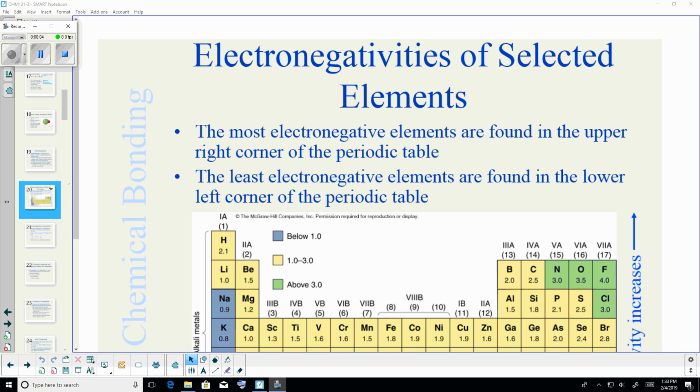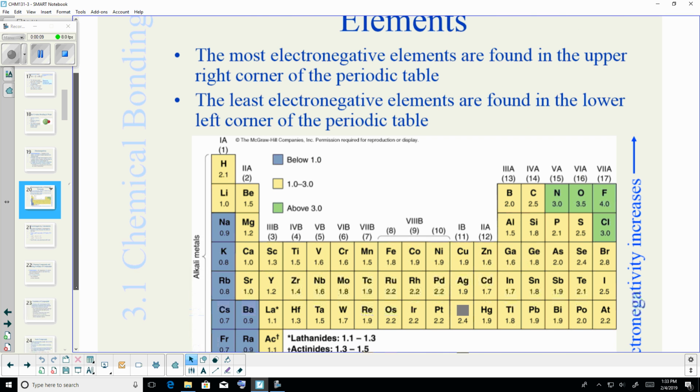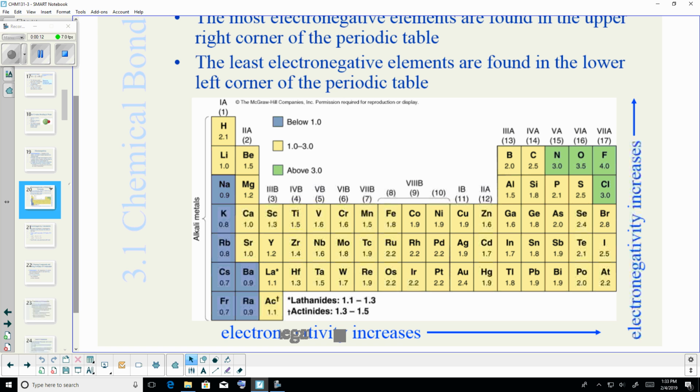This table, as I said before, shows you the electronegativity of all the elements. Remember, electronegativity is the element's ability to attract electrons. So it increases in a column from bottom to top, and it increases from left to right across a period. So fluorine is the most electronegative. Francium is the least electronegative.